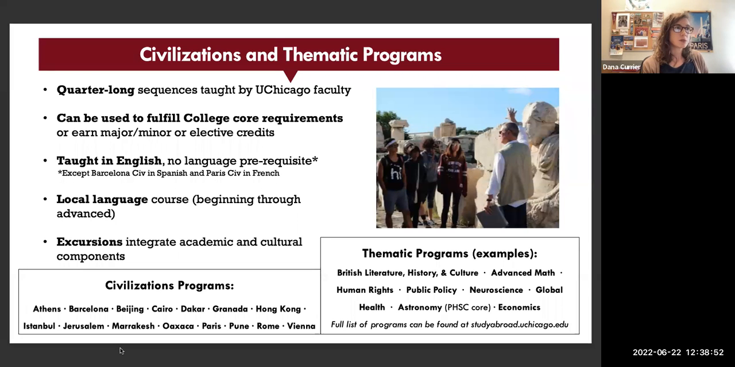So the civilizations programs are offered in all of these locations listed here. I've included just a few examples of the thematic programs as well, but the full list can be found on our website. So, British literature, history, and culture in London, for example, or global health in Paris. There's a lot of different options available.